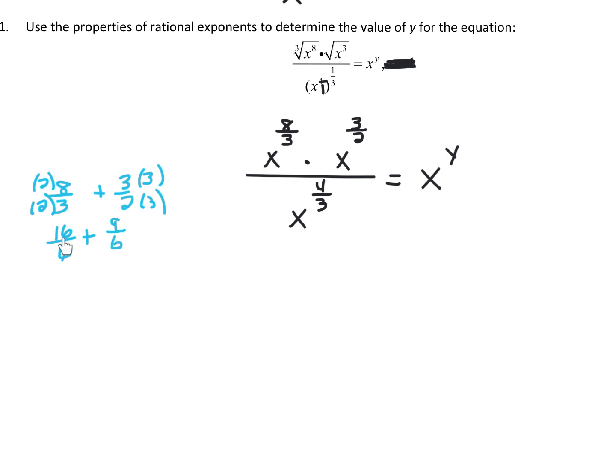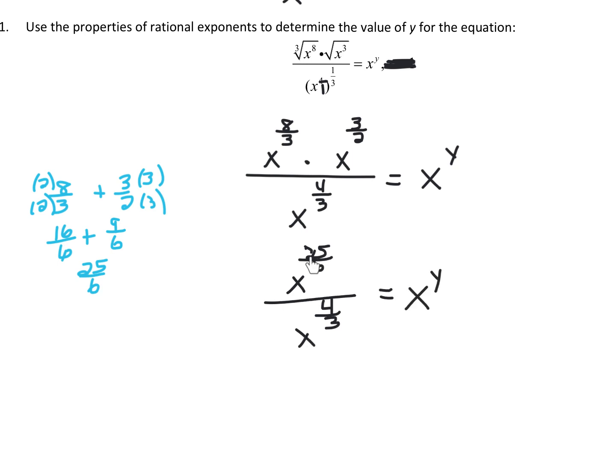And since 16 plus 9 is 25, those would add to give you 25/6. Okay, so when I multiply these two terms with the same base, I'm going to wind up with x to the 25/6 power. And I'm going to keep that over my denominator of x to the 4/3. All right, we are almost done bringing down the right side of the equation.